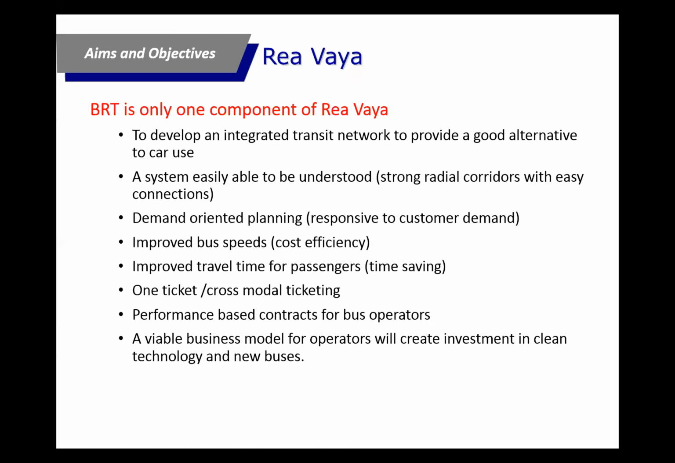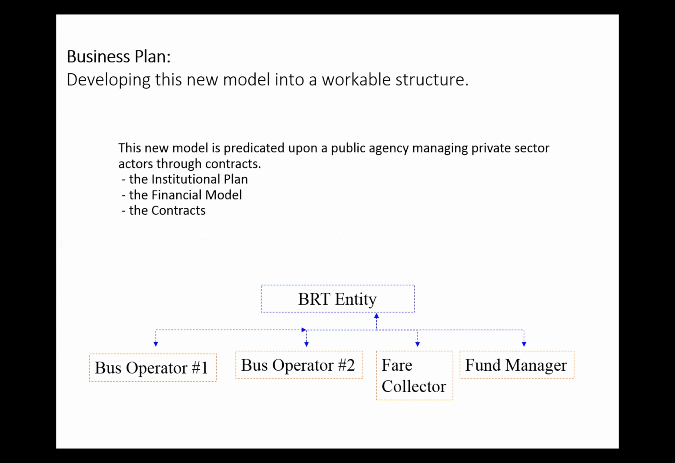And Rea Vaya, their aims and objectives were a lot broader than just BRT. They wanted to develop an integrated transit network. They wanted to be easily understood. They wanted to improve their bus fleets. They wanted to improve their travel time. But they also wanted it to be a viable business model for existing operators that will create investment in clean technology and new buses. These are all the government policy objectives for what they're trying to achieve with their BRT.